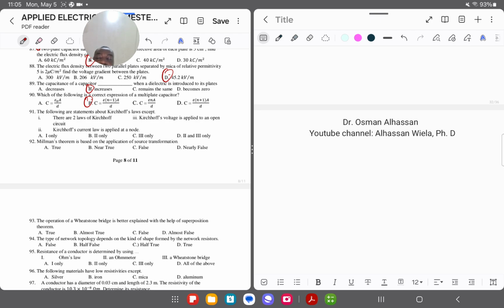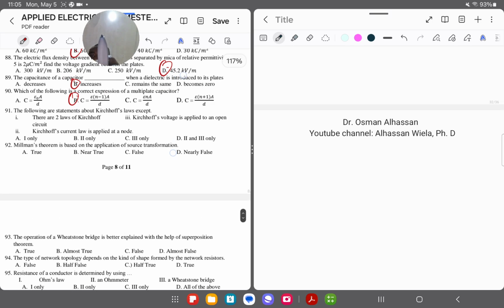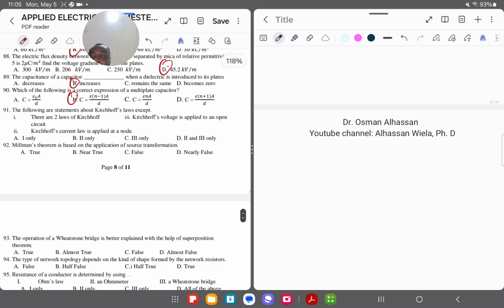Now, starting with question 91. Let me enlarge this a bit. The following are statements about Kirchhoff's laws, except: there are 2 laws of Kirchhoff, so this is true, right?